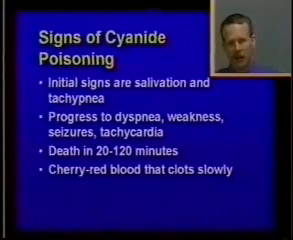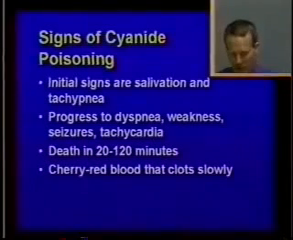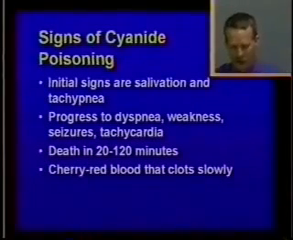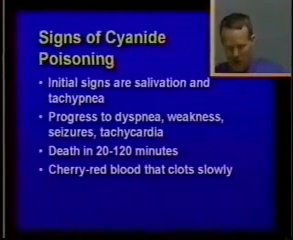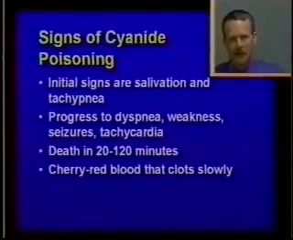So initially the animals will begin to salivate and their heart rate will go up. Then the animal will progress to dyspnea or trouble breathing. The animals become weak. They will often exhibit seizures as well as tachycardia. Death from cyanide poisoning can be very rapid and can occur within 20 minutes to 2 hours. And the classic symptom of cyanide poisoning is cherry red blood that either fails to clot or clots very slowly. The blood becomes cherry red as it becomes over-oxygenated. The animal can no longer utilize the oxygen that's present in the blood, and oxygen levels build up until they're saturated.